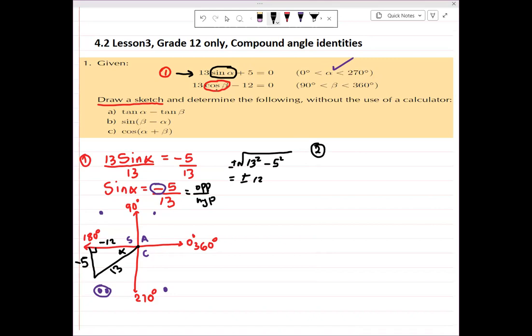Okay, so remember we need to separate the cos as well, just like we separated the sine here. So when I have 13 cos of beta equals to positive 12. It was -12, it goes to this side, it becomes positive. And then we need to divide both sides by 13 now. So we have cos of beta equals to 12 over 13. And then remember, cos is adjacent over hypotenuse.